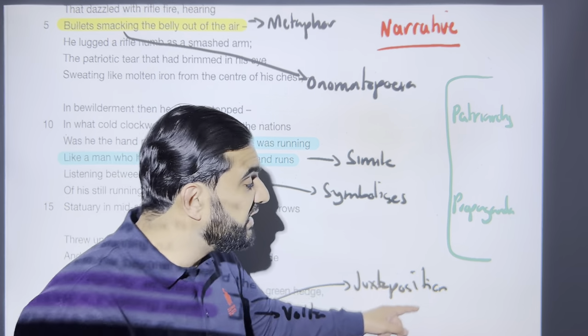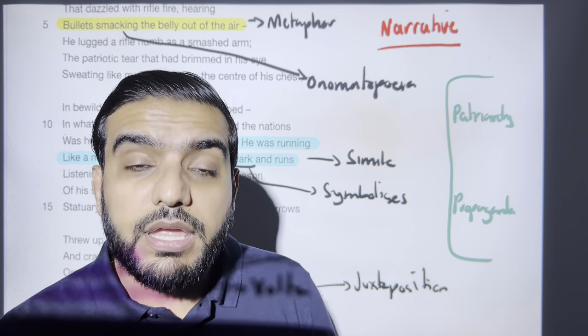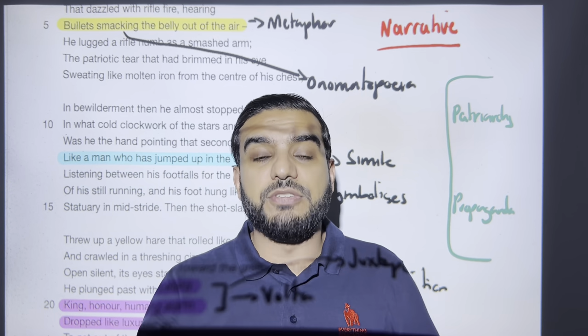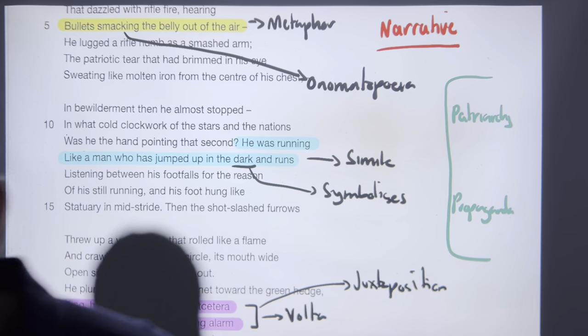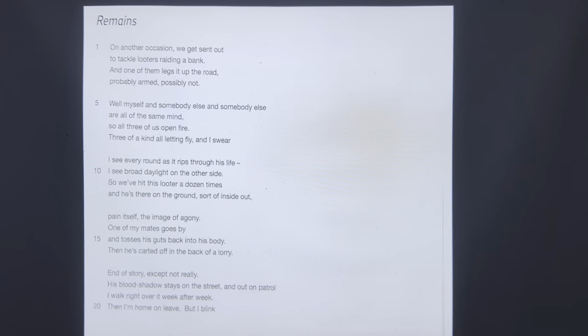And therefore, this juxtaposes a soldier. This poem is a good poem to compare to the poem Charge of the Light Brigade. Because it's the opposite. It's the opposite of that particular poem. All right, guys, let's move on. The next poem, guys, that we're going to do is the poem Remains.